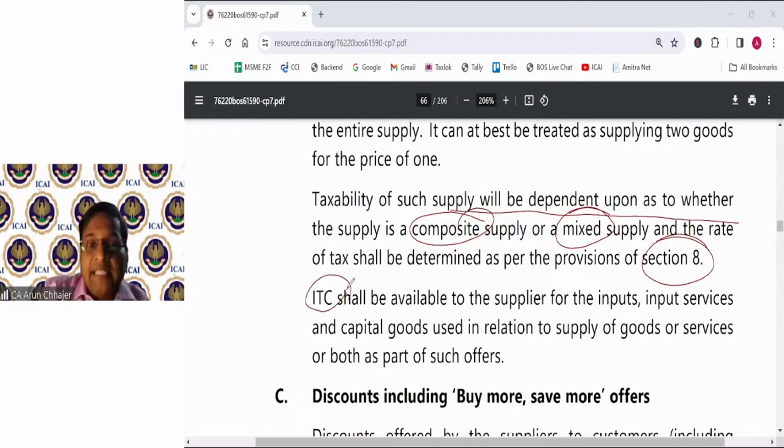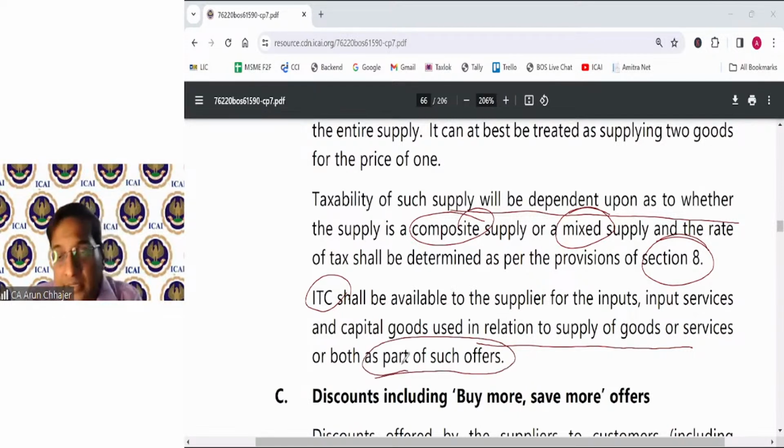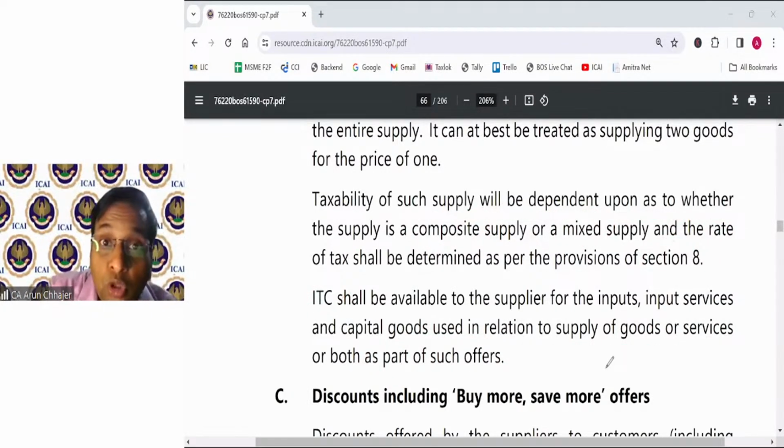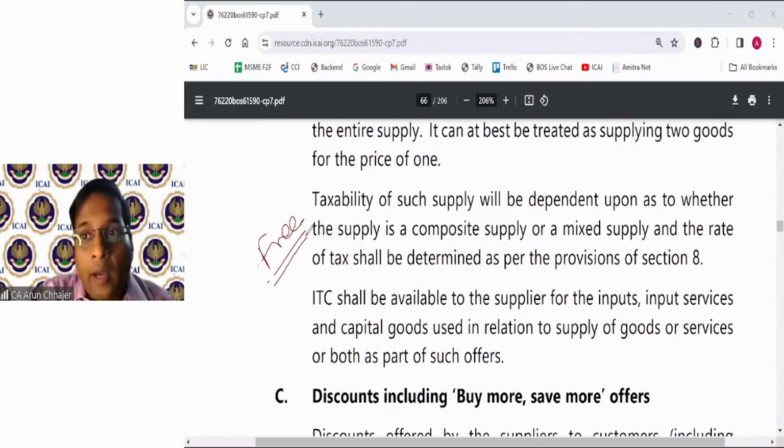Now the ITC shall be available in relation to supply of goods or services as part of such offer. It means you are entitled to take input tax credit for both components. Both components means you cannot say it is a free supply and therefore there is no requirement of reversal of common input tax credit.